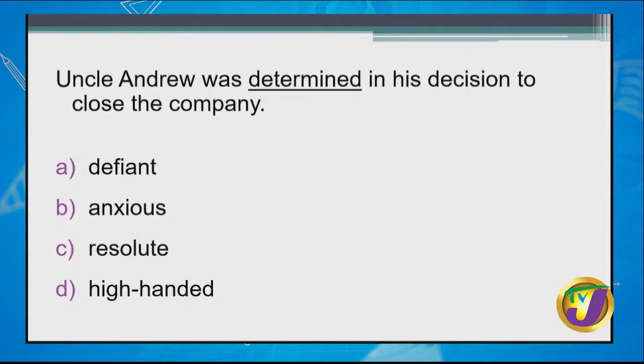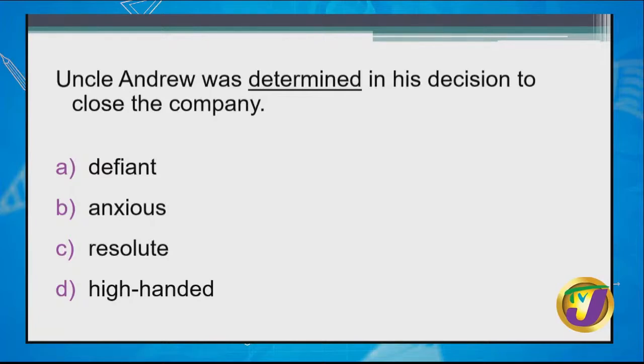We have defiant. He was defiant in his decision. Anxious. He was anxious in his decision. Resolute in his decision. High-handed in his decision. Now, if you think carefully, when you describe someone as being determined, do you describe them as just being defiant? Do you describe them as being anxious, as being resolute, or being high-handed? I can almost guess that quite a number of people are going to be distracted by one of those words.